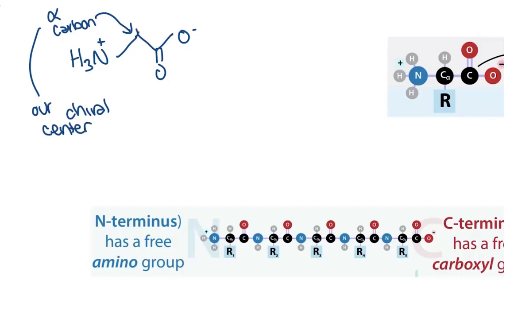So remember that we can use a wedge to show that something is coming out at us. And so this would be our R group coming out at us. And then going back, we would have a hydrogen. And so right now, what we're drawing is basically this carbon right here. This is our alpha carbon. So it's attached to the R group, it's attached to the carboxylic acid, and it's attached to the amino group.